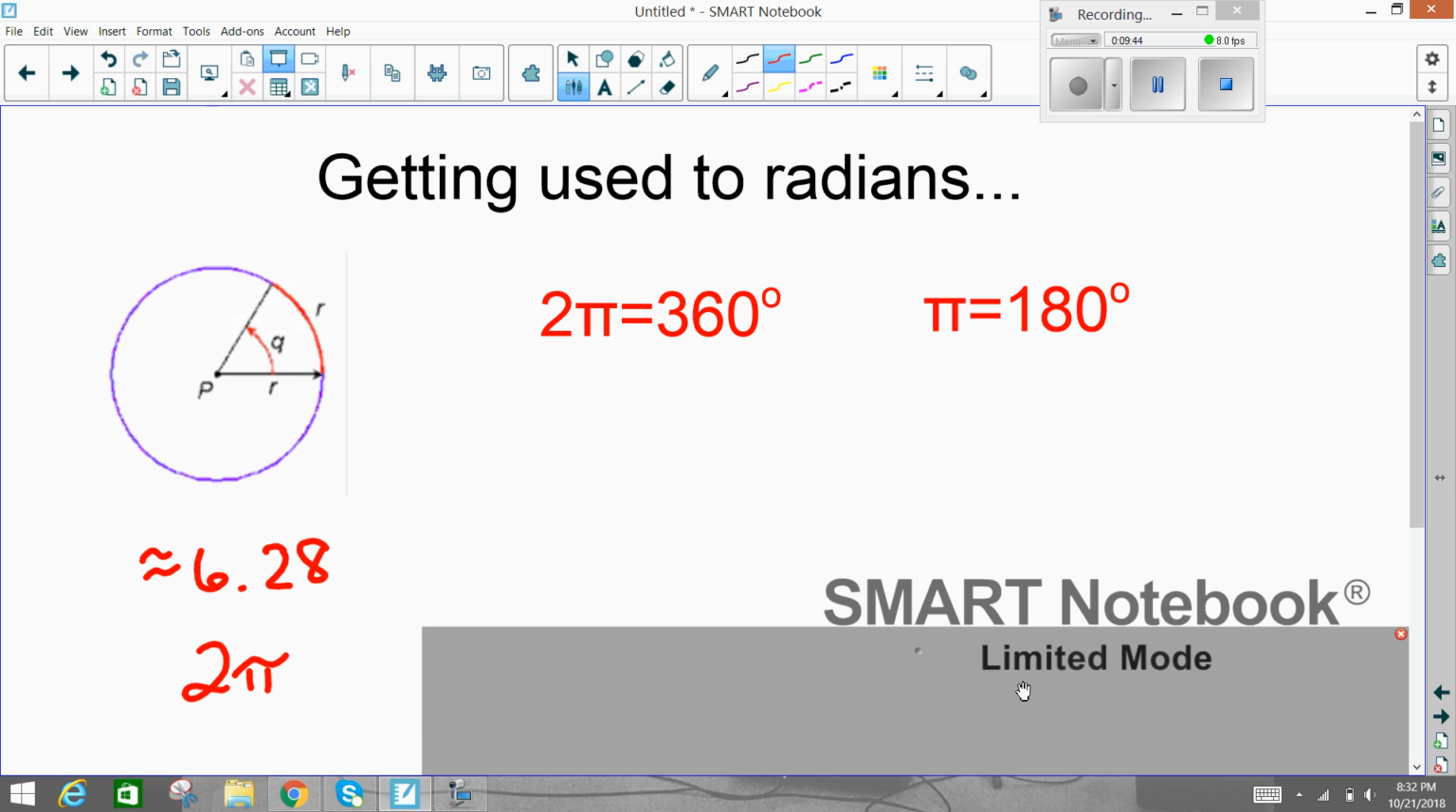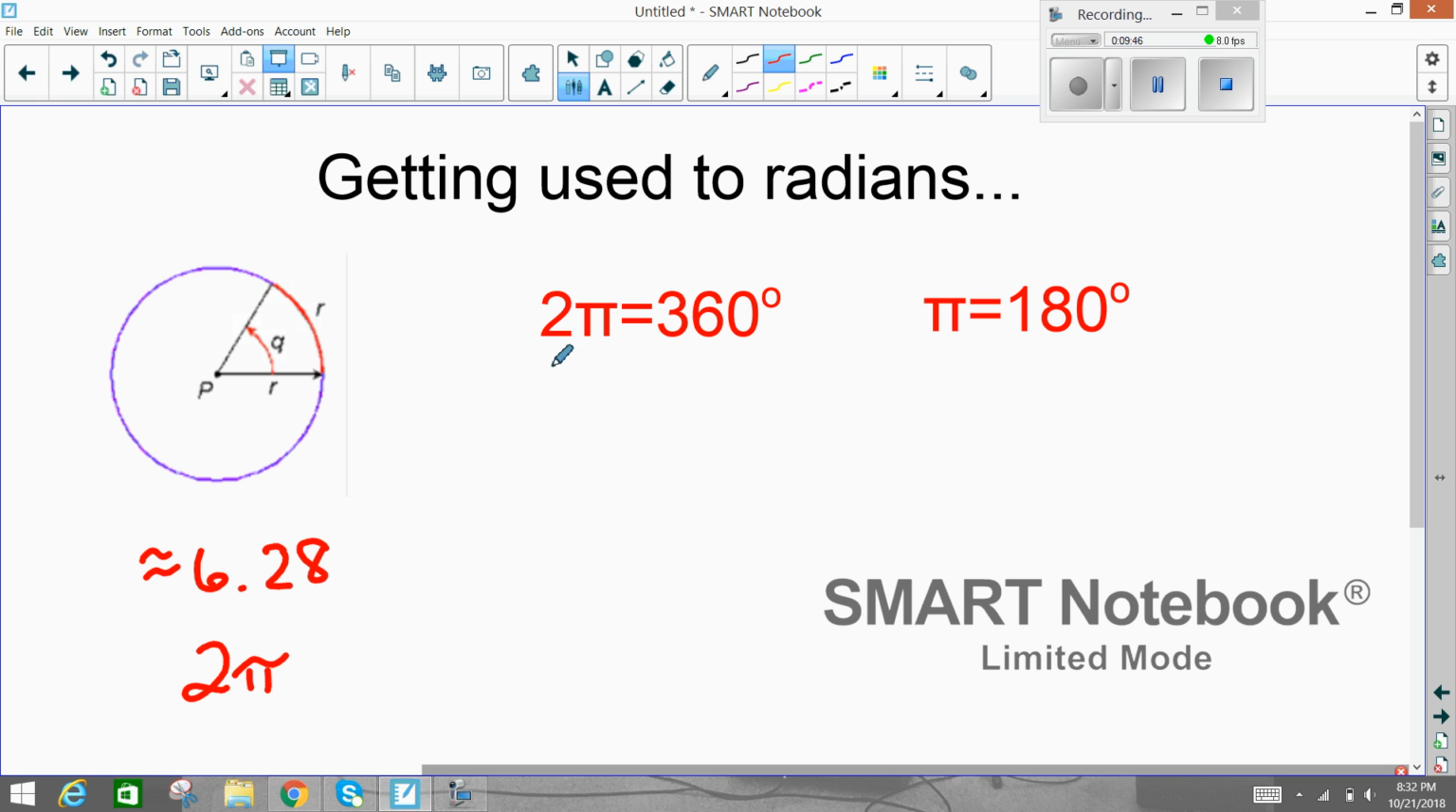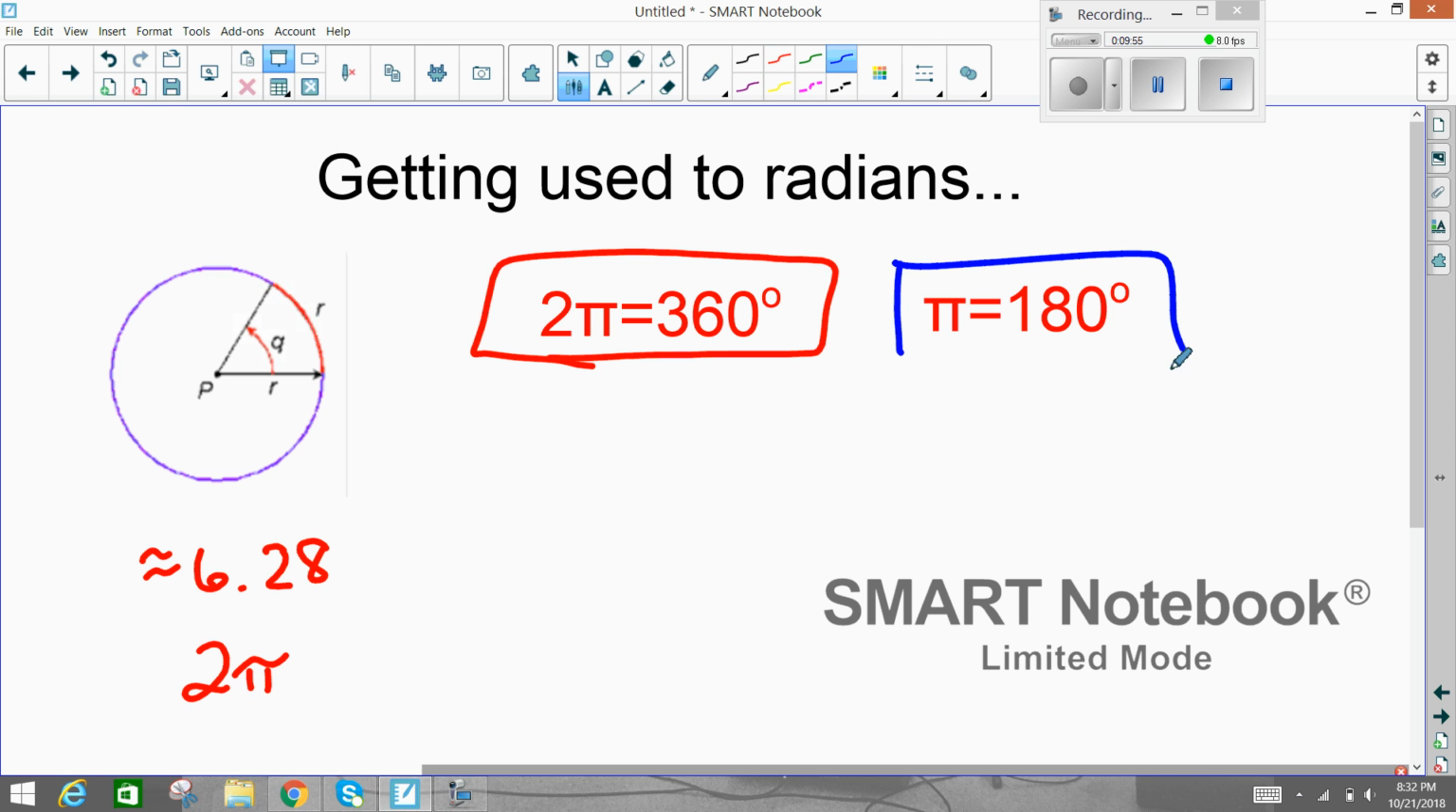So that's really cool, right? Because that means that 2 pi radians is equal to 360 degrees. And even better, use a different scale here, pi is equal to 180 degrees. So you might want to pause the video and just think about that for a minute, because that's pretty cool. So pi radians, which is a little over 3 radians, is 180 degrees. Okay?